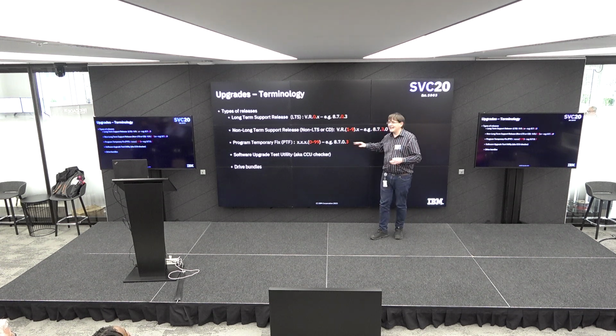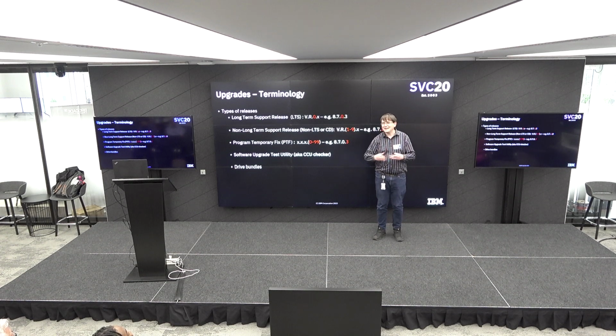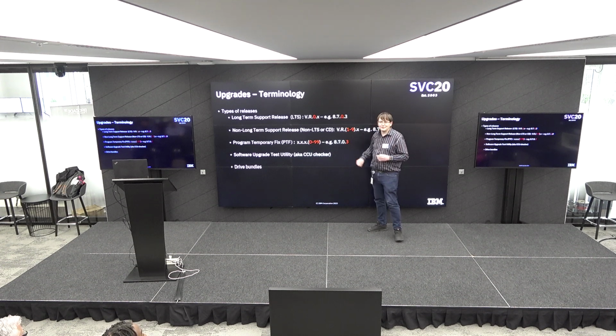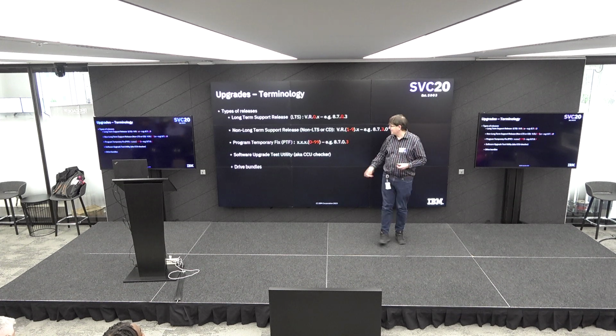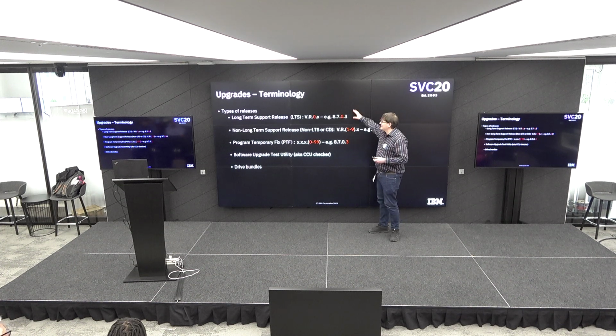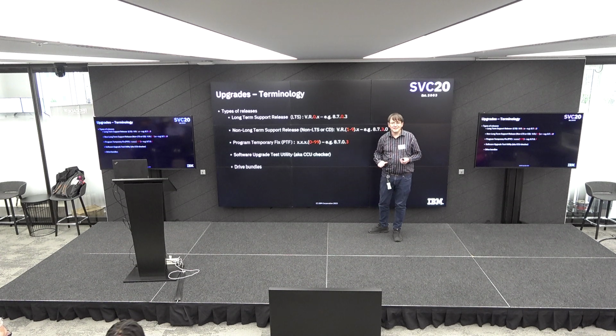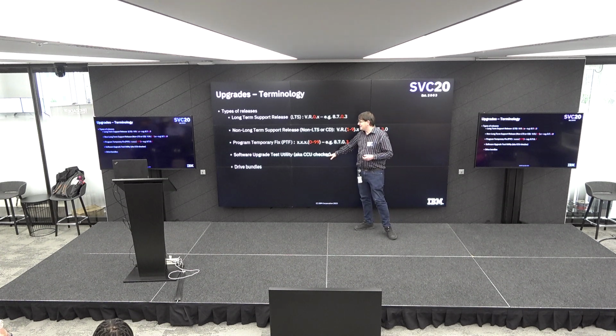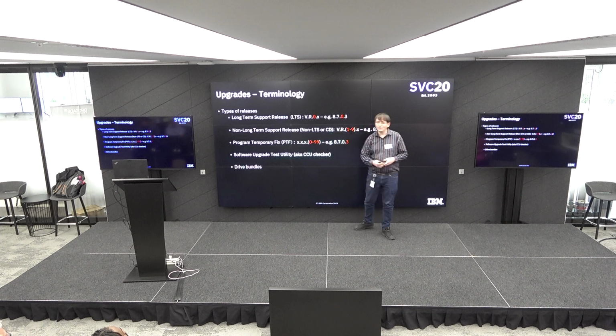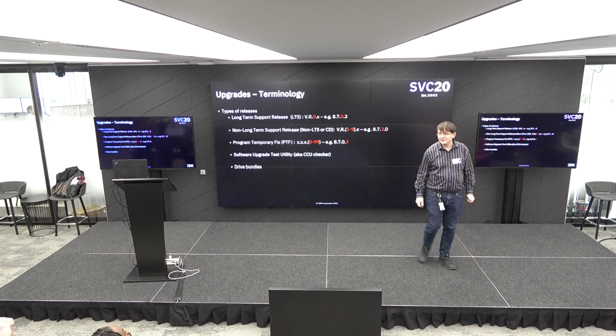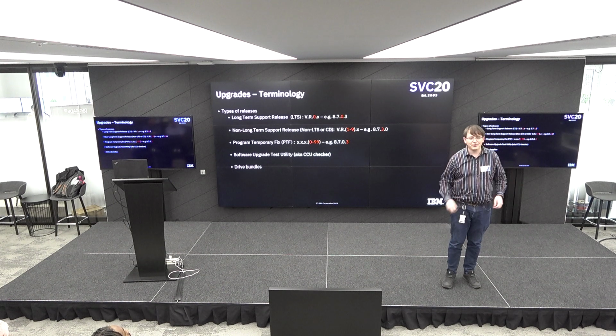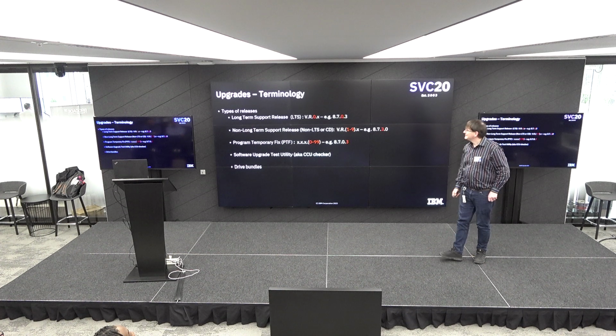A PTF is just a fix pack. It's a set of fixes without, in theory, any new features or functions, just fixes. So that's when the last number changes. If we go from 8702 to 8703, that's a PTF change. So the only thing that changes is the last one. These are our main kind of code releases. We also have a software upgrade test utility and drive bundles, which have our drive firmware in them. So those are the things we put on Fix Central for the product itself. Nothing very surprising so far.